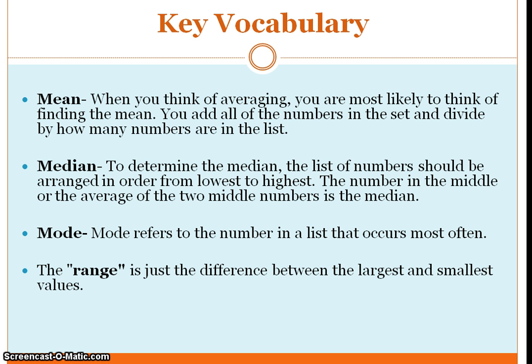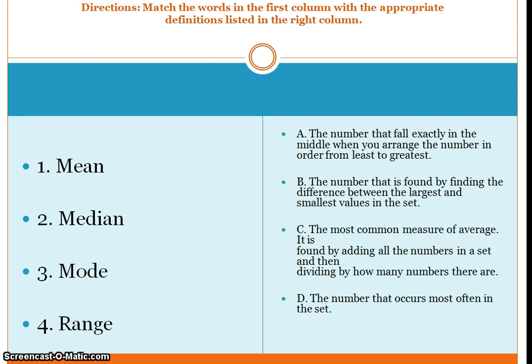Key vocabulary. Mean: when you think of averaging, that's the mean. Students will understand that that is when you add up all the numbers and divide it by the number of items in the list. Median: to determine the median, they're going to find out the middle number. The mode: mode refers to the number that occurs the most. And the range is just the difference between the largest and the smallest value. These are the key vocabulary terms students will learn in this lesson.